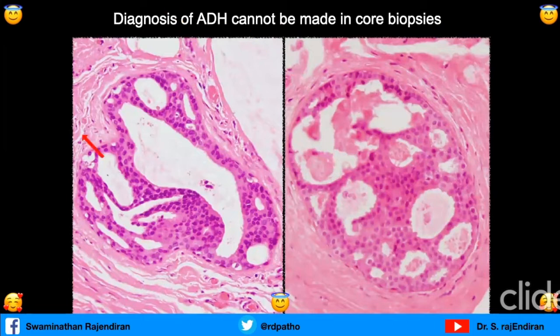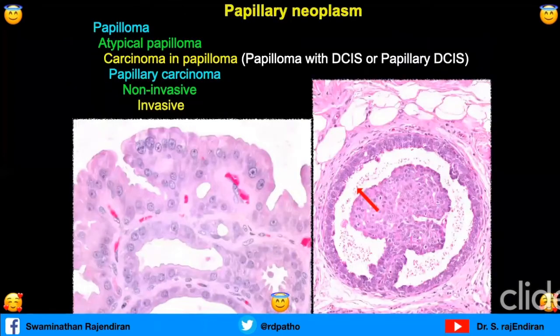This is only one duct showing DCIS. This is only one duct showing DCIS in a core biopsy. So can you diagnose ADH in a core biopsy? No, we don't know what is happening in the other areas. So you mention in the core biopsy, if you see this, you say cribriform DCIS involving only one duct. It may represent ADH, but excision of the lesion is suggested to diagnose DCIS.